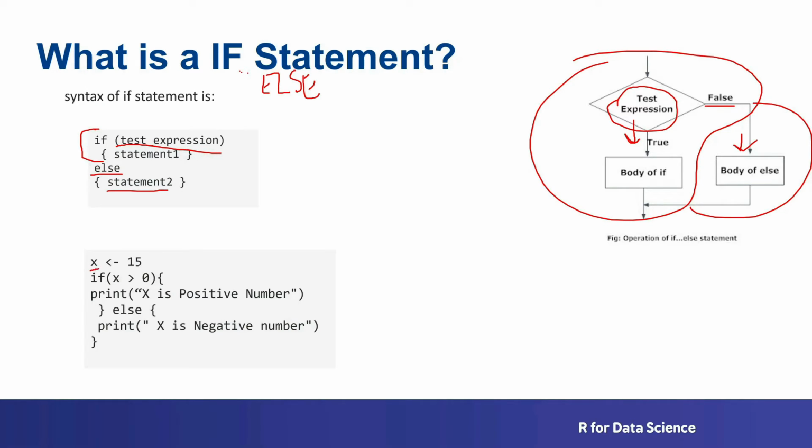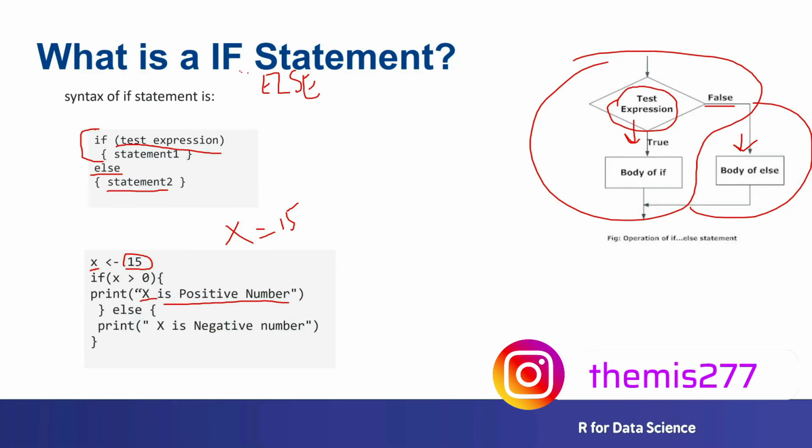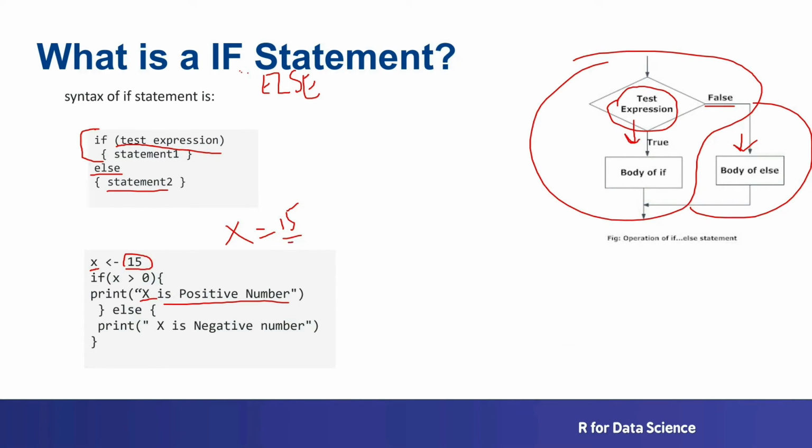Here the value of x is 15. So x equals 15. If x is greater than 0, then I want you to print that x is a positive number. Else it will print x is a negative number. So here x is 15, and 15 is greater than 0. Yes, so it's true. So it's going to go to the body of if, and this will be printed.